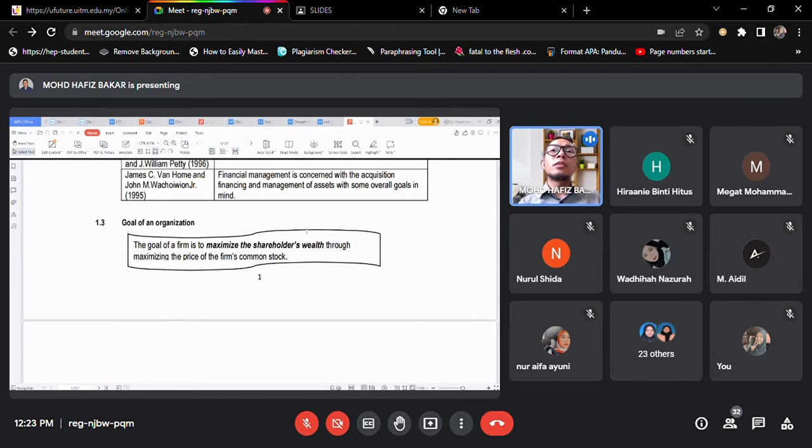At the end of the day, they want to get a high profit because they want to declare a high dividend to their shareholders.